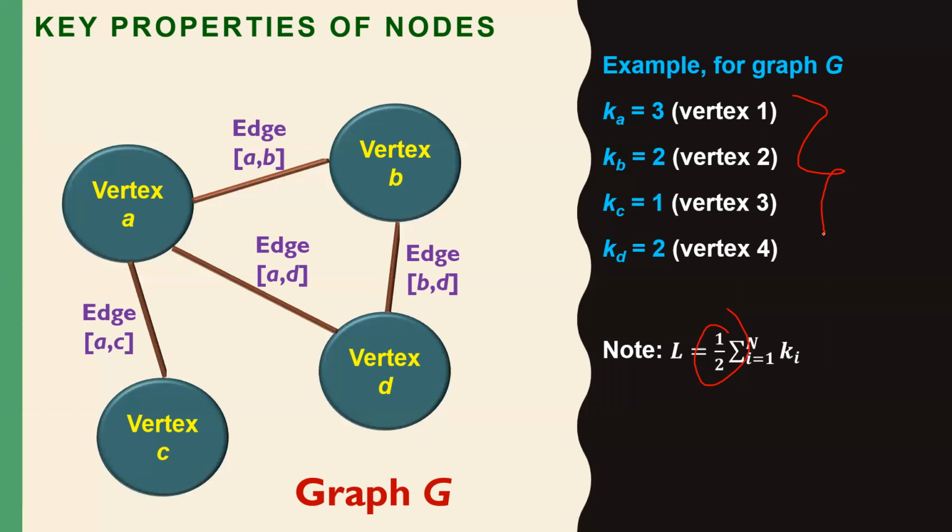Because this formula L equals one half the sum of the k_i's is claiming that the size of a graph is half of the sum of the degrees. Why do I need the one half multiplier in front? Anyone?